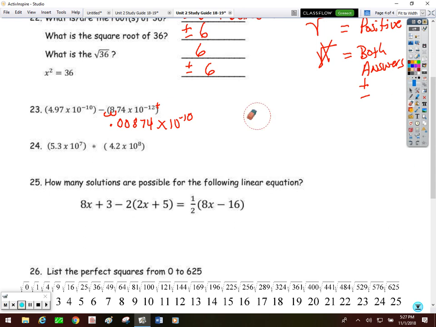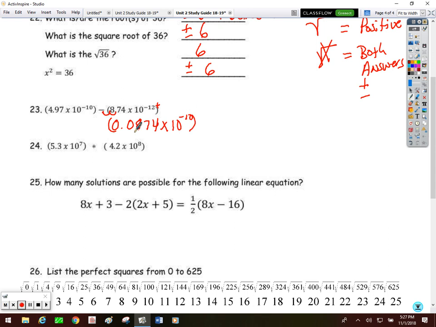Let's fix this because I added too many, didn't I? So we only need to move it 2. If I move, here's 1 and here's 2. So I always go back and count. You see how easy it is to make a mistake. So what I have is 0.0874 times 10 to the negative 10th power.